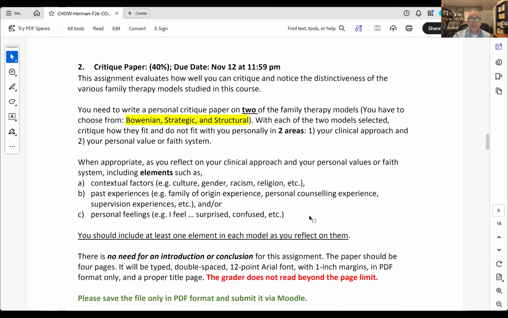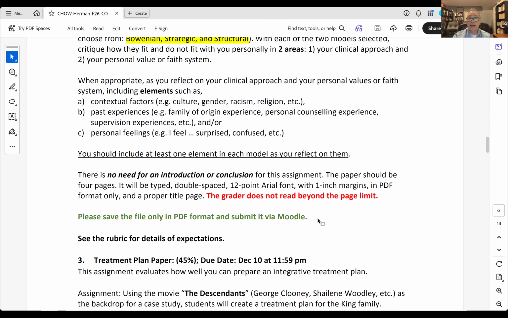Please submit the paper through Moodle, and only in PDF format. You can actually see the rubrics for details of the expectation of this assignment. When I come back from my trip, I will go through this with you again, just in case you have any questions to clarify. All right, that's your assignment number 2.